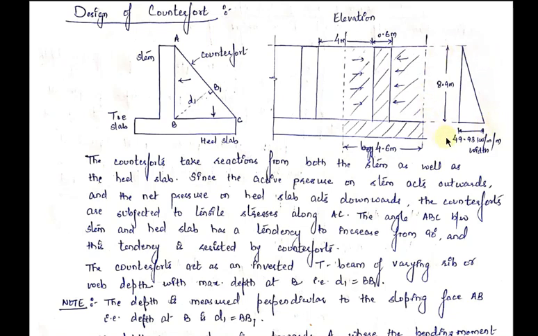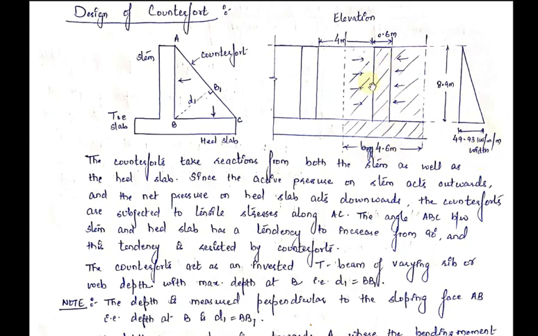In the previous calculations we already drew this earth pressure distribution diagram. The height of the stem was found to be 8.9. So if the height of the stem is 8.9, the height of the counterfort will also be 8.9 meters, and at a depth of 8.9 meters, the earth pressure was found to be 49.93 kilonewton per meter width.